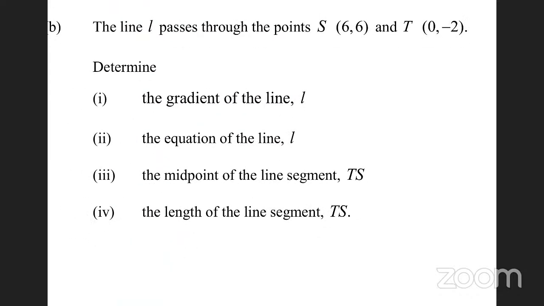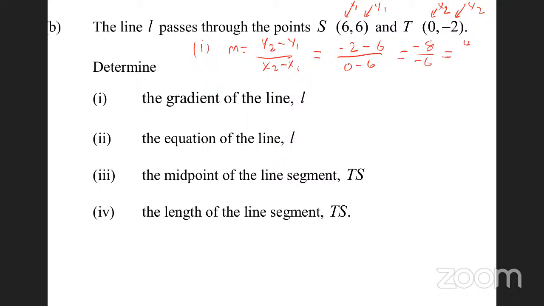All right, so let's see. S is equal to, well, we know what S is, right? So let's start with gradient, part one. Gradient is y2 minus y1 over x2 minus x1. Because we're using these points all the time, I would call this x1, this y1, this x2, this y2. And then we just plug it in. Minus 2 minus 6, 0 minus 6. So that's minus 8 over minus 6 or 4 over 3. Anybody got that? Yeah, 4 over 3.